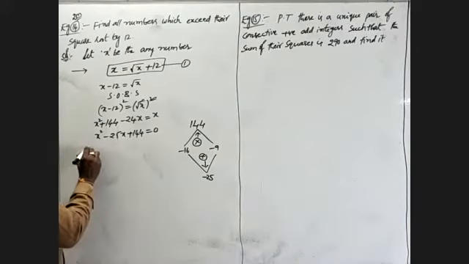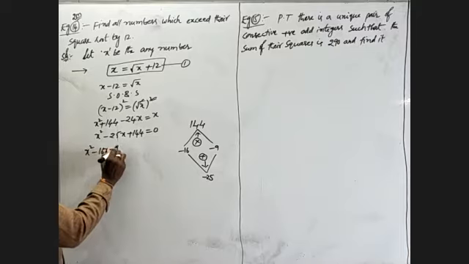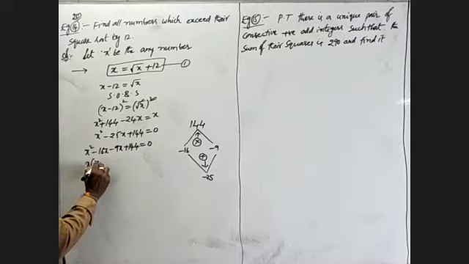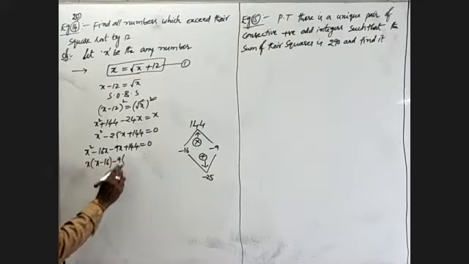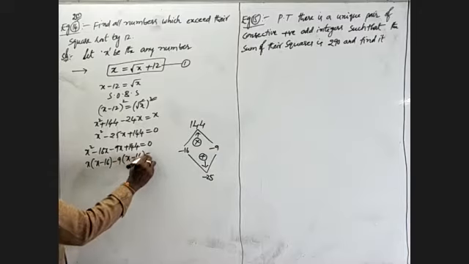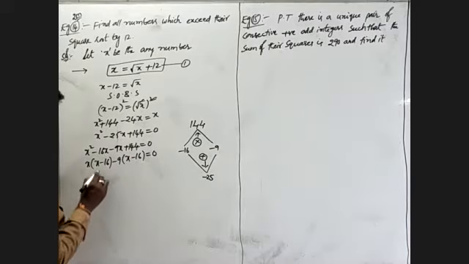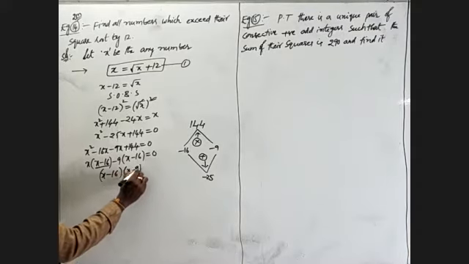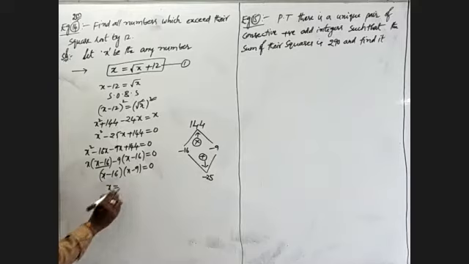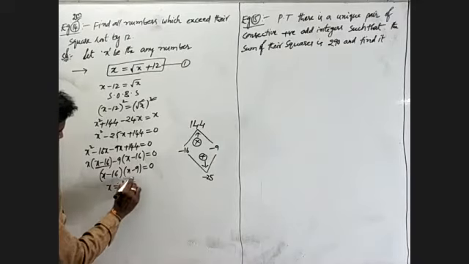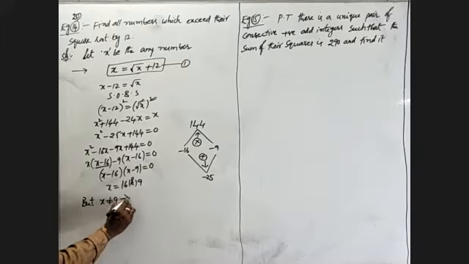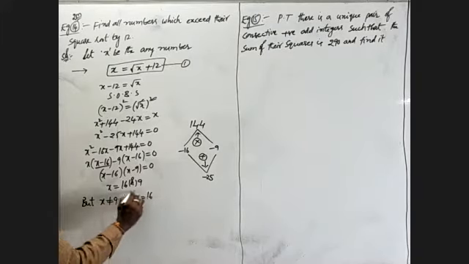That is x square minus 16x minus 9x plus 144 is equal to 0. Taking x common, remaining x minus 16. Taking 9 common, remaining x minus 16 is equal to 0. The common term is x minus 16, so x minus 16 into x minus 9 is equal to 0. That is x is equal to 16 or 9. But x does not satisfy the value 9, so the value of x is only 16.